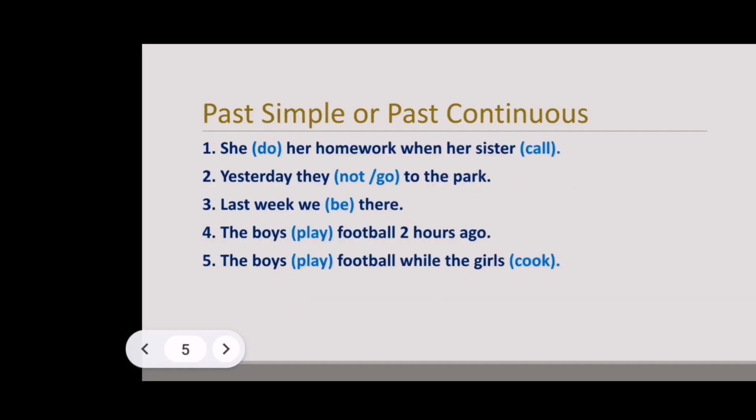So let's check our knowledge. Is it past simple or past continuous? Pause the video, take your time, and try to do everything. It's better to write it down in your exercise books.